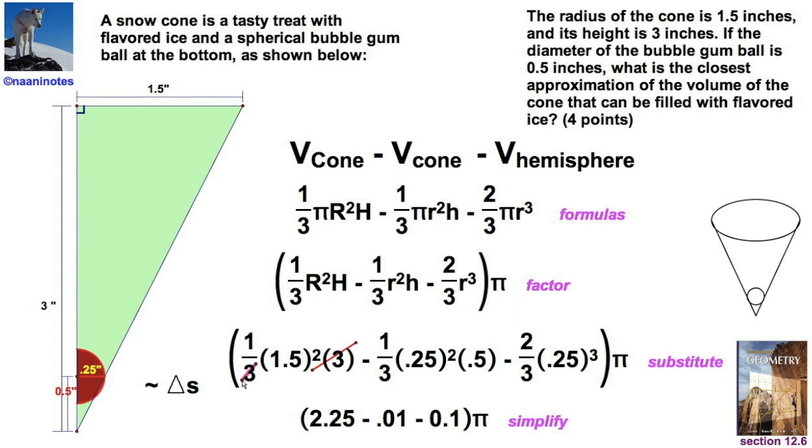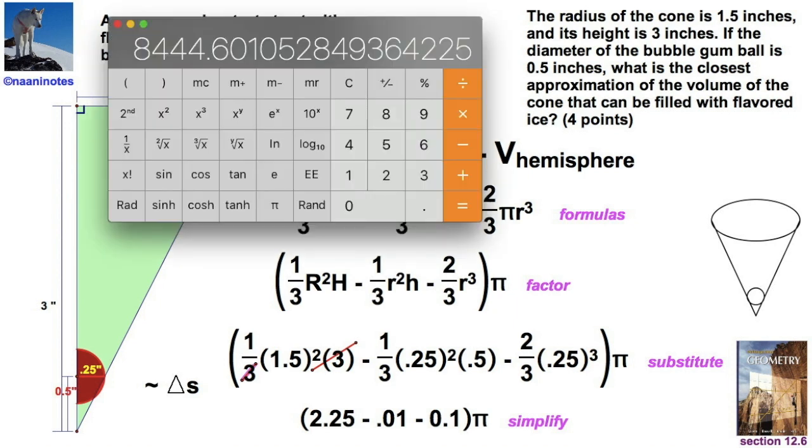So if I do this, you'll have to trust me on that, but I'll let you go through it. These are very small numbers, so it's not very significant here. That looks like it's going to give us about 2.23, and then I'll multiply that times pi.